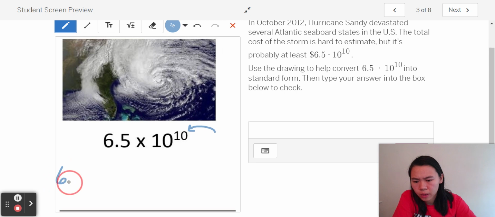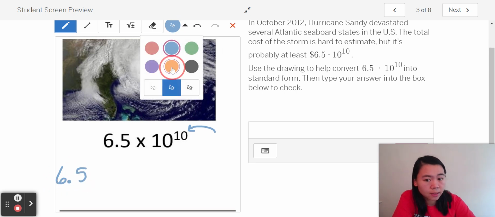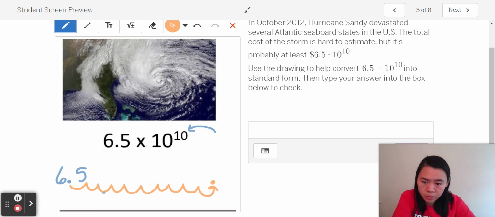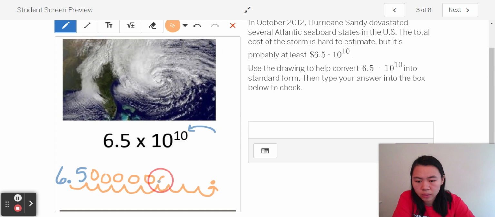So if I started to write here, I'm moving my decimal to the right 10 jumps. I got to jump over this 5. That's going to take 1, but I got to keep going. 10 jumps. 1, 2, 3, 4, 5, 6, 7, 8, 9, 10. And here's going to be my decimal place. So what are we going to fill in these gaps? We're going to fill in zeros. 2, 3, 4, 5, 6, 7, 8, 9.